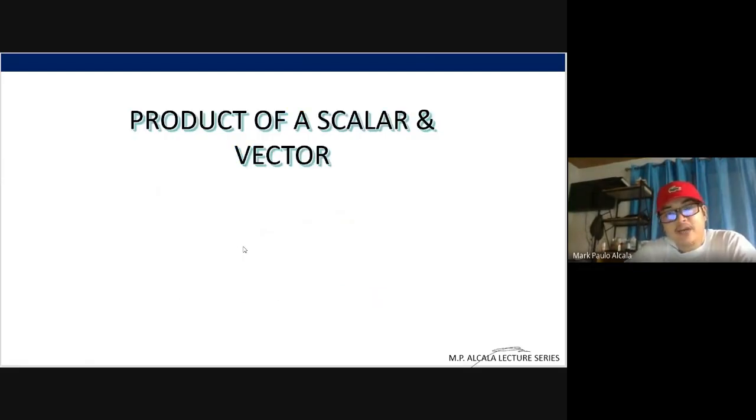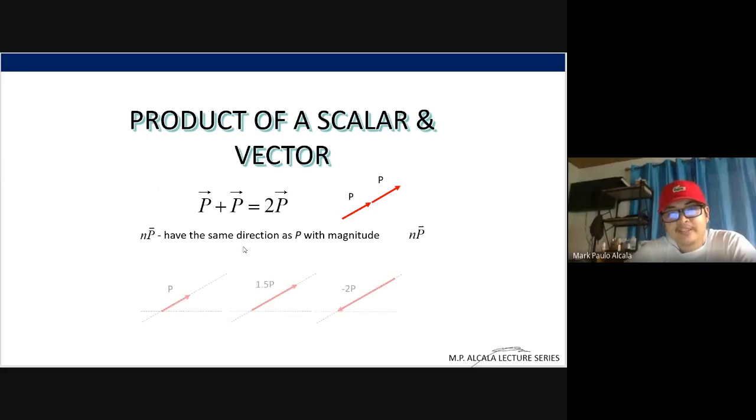The product of a scalar and a vector, so 2P, is the same direction as P with magnitude 2P. Okay. In this case, we have P and 1.5P and then negative 2P. Again, class, negative doesn't mean you have a decreased value. The negative indicates direction. So in this case, the negative 2P points downward or to the left. That's why it is negative.